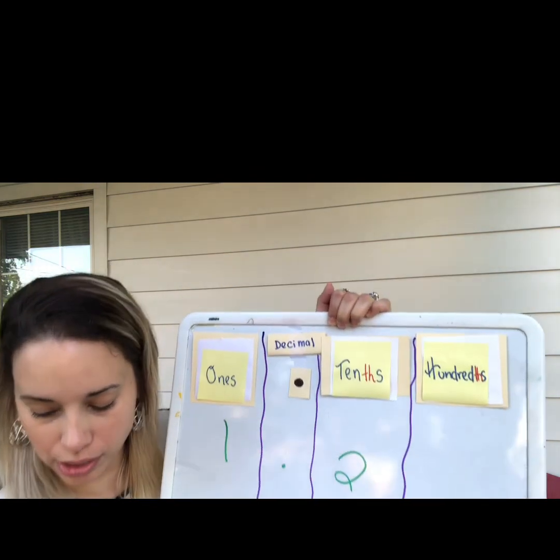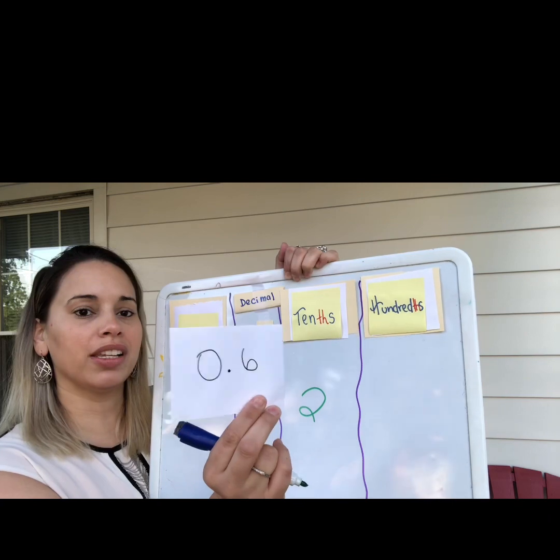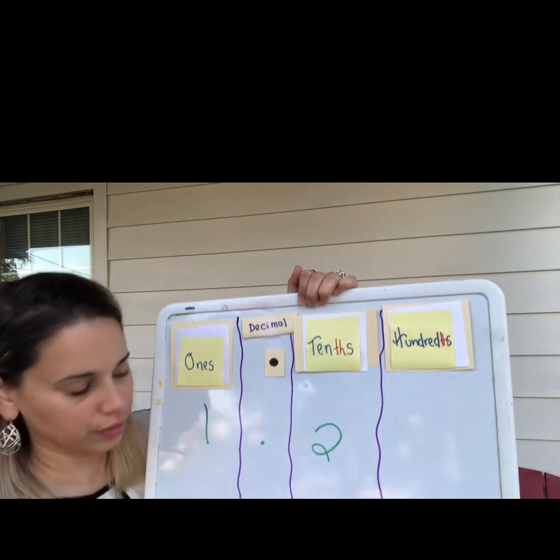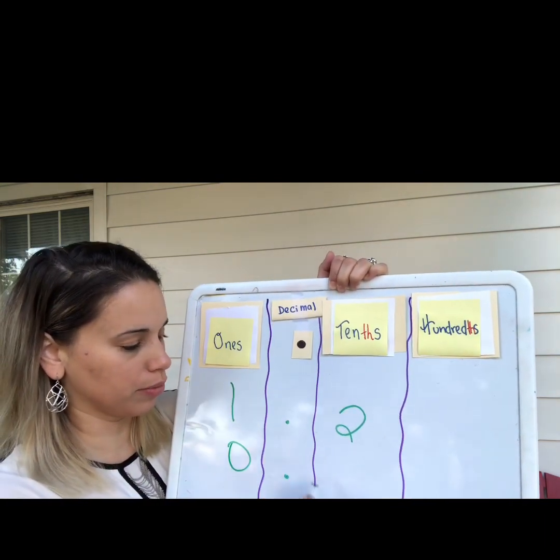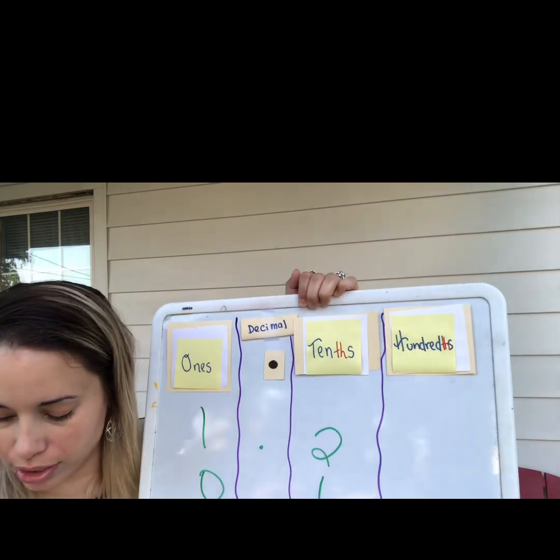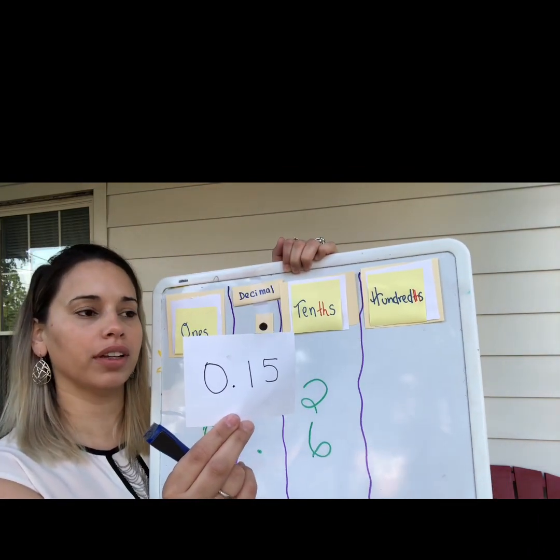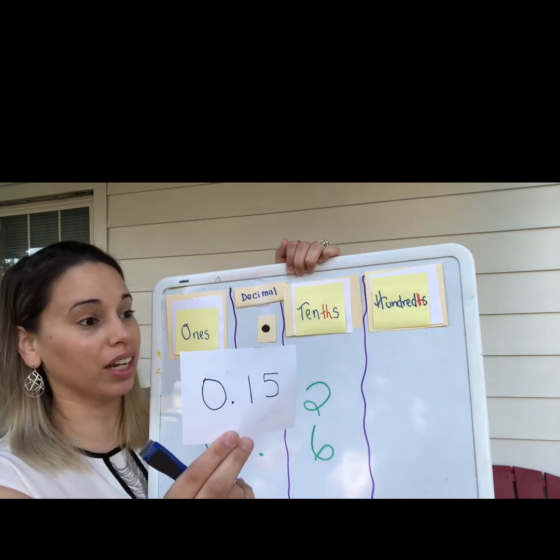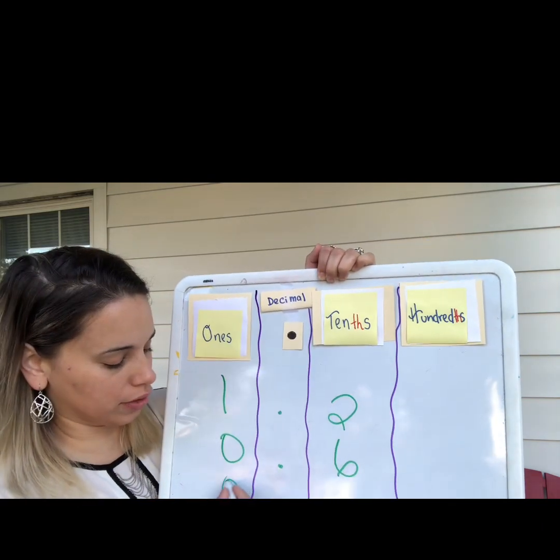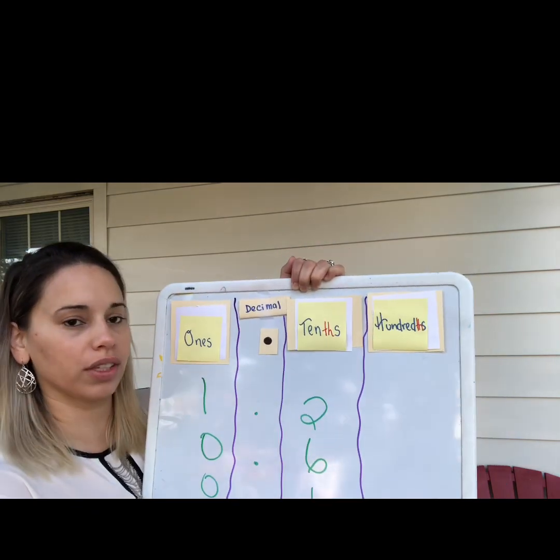Another number that was given to us was 0.6. Because that 6 ends on the tenths place value, it is called 6 tenths. Another number that was given to us was 0.15. And the way you read that is 15 hundredths. The 5 ends on the hundredths place value, so we call it 15 hundredths. Okay.